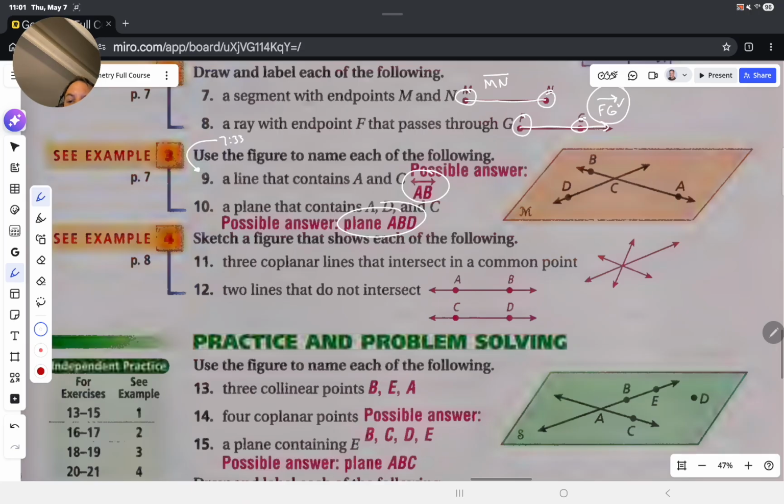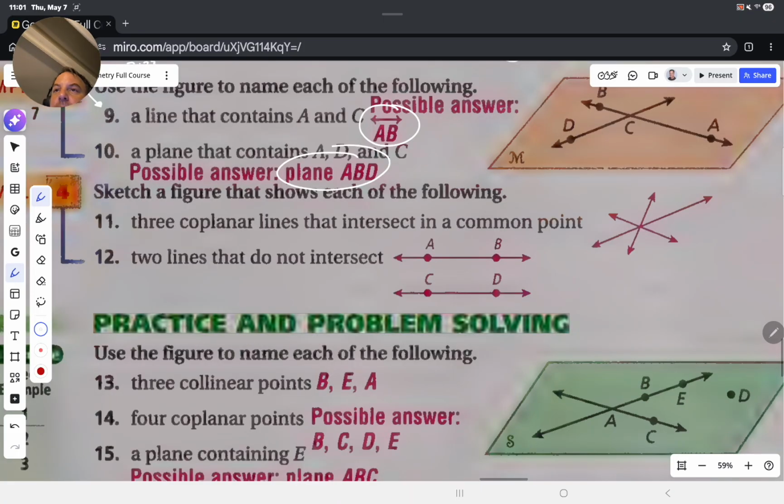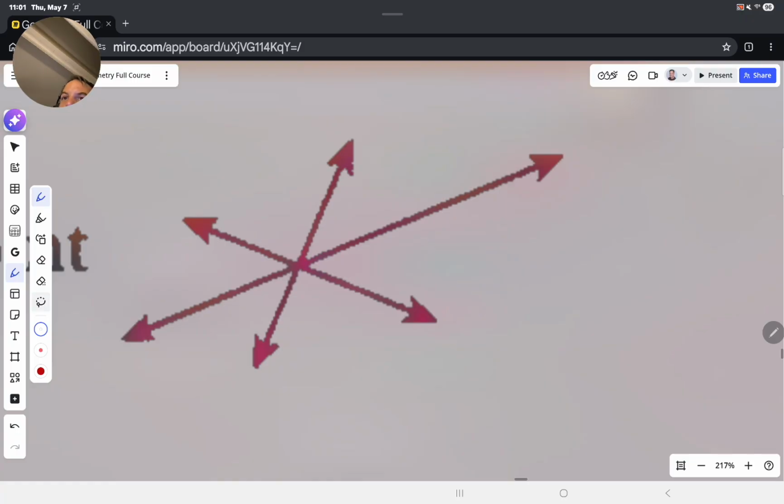All right, let's answer numbers 11 and 12. These will be the last 2 we'll answer together in this part 1 of our exercises. Number 11. We're sketching a figure that shows each of the following 3 coplanar lines that intersect in a common point. Let's take a look at our figure. We want 3 lines drawn at different angles, all crossing at the same single dot on one flat surface. So it'll look like a star or an asterisk shape.